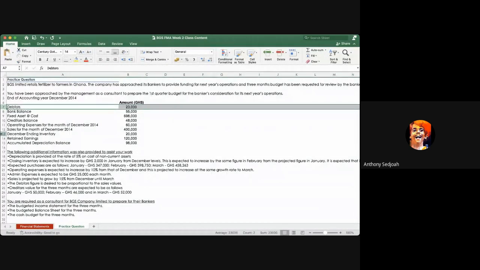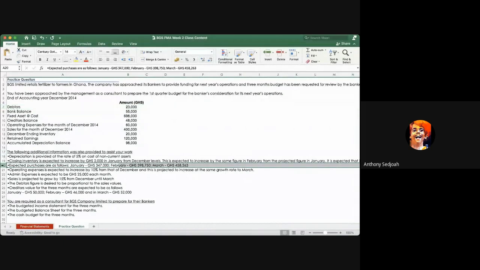Okay, so you can see from the additional information, the third statement says expected purchases are as follows: January, February, March. So these purchases haven't happened already. They are expected to happen from January to March. If you check operating expenses too, it says expected to be. So they are not things that have already happened. They are things that are expected to happen in future.